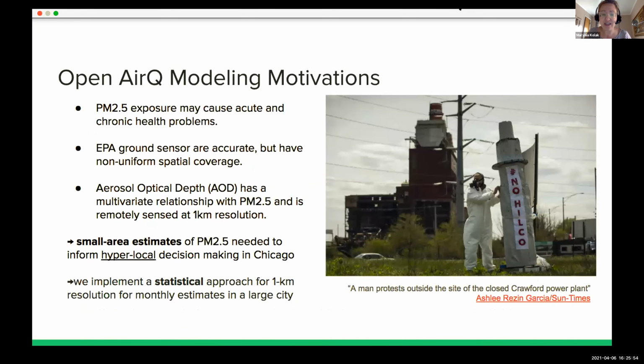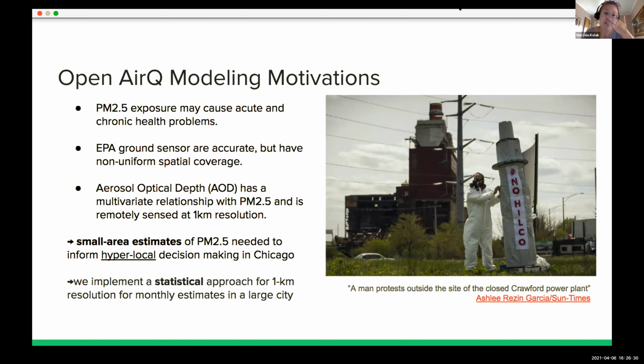So this is just an example of one of the projects that we did. Again, we know that the pollution we focus the most on is PM 2.5, which is a very, very fine particulate matter that gets into your lungs and may cause acute and chronic health problems. It turns out that the best quality sensors we can get for this, ones we can really trust because they're well calibrated and well sampled, are the EPA ground sensors, but there's not a lot of them in the area. So that creates issues.